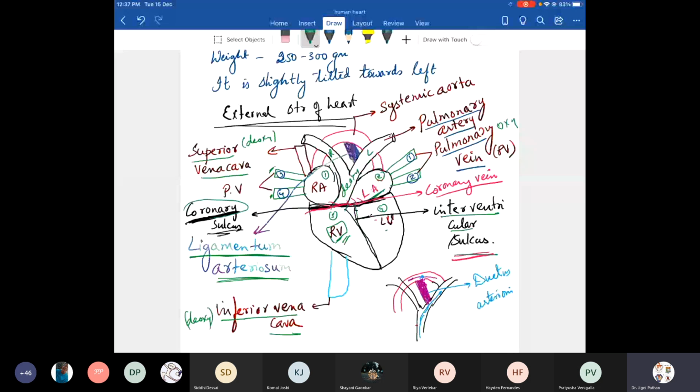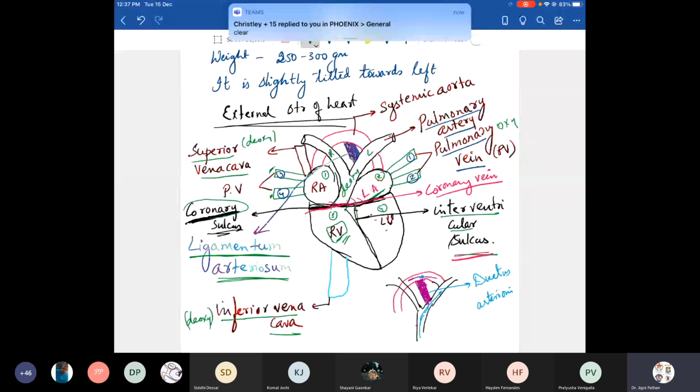Clear? I'll tell you about the ligamentum arteriosum. But is this clear? Come on. Say something. Everyone. So now tell me in the right auricle, what opens? Come on, tell me. Question series quickly.